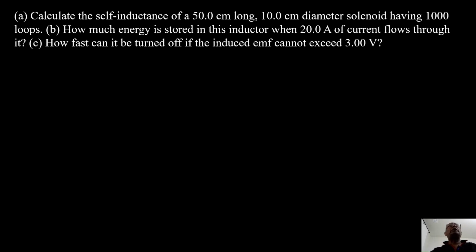A. Calculate the self-inductance of a 50.0 centimeter long, 10 centimeter diameter solenoid having 1000 loops. B. How much energy is stored in this inductor when 20.0 amp of current flows through it? C. How fast can it be turned off if the induced EMF cannot exceed 3.00 volt?